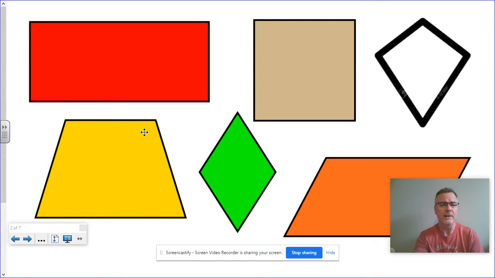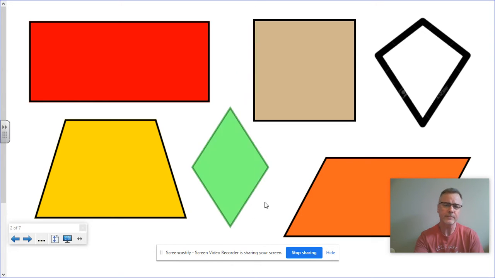Trapezoids have exactly one set of parallel sides. Rhombuses have two sets of parallel sides also, similar to a parallelogram, so I guess that makes a rhombus a parallelogram. So squares and rectangles and rhombuses can all be parallelograms.